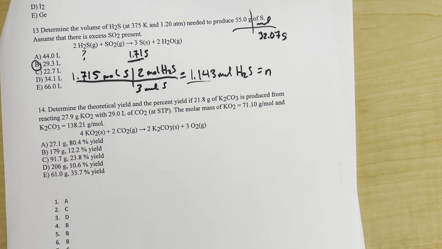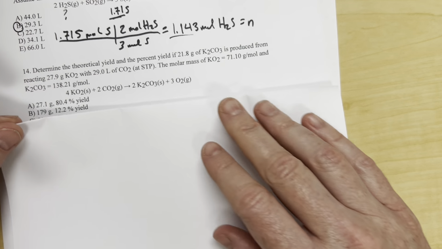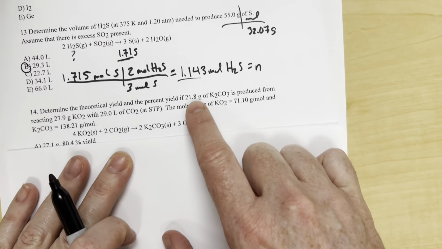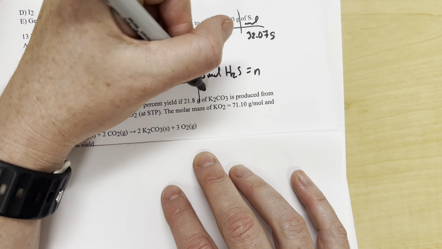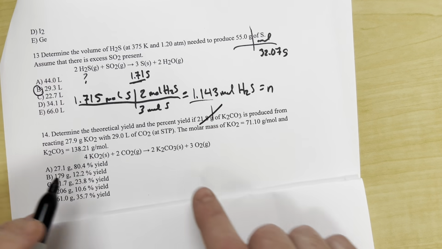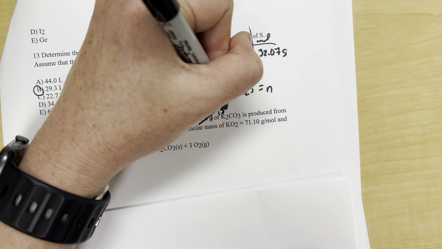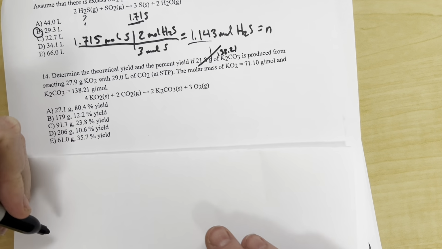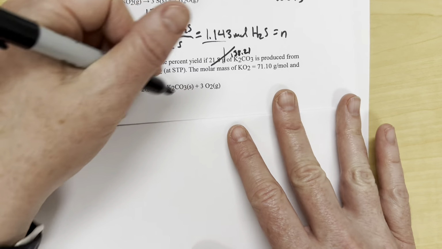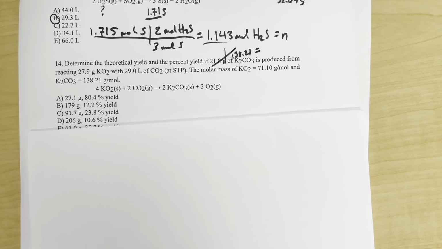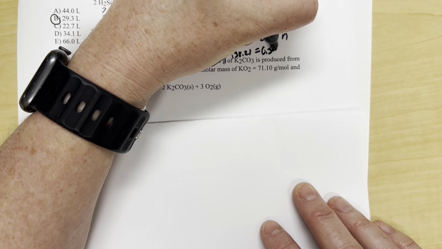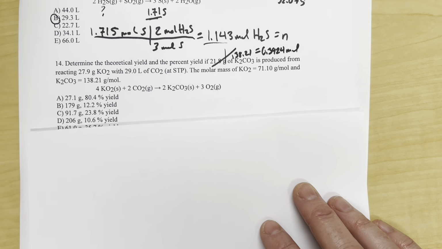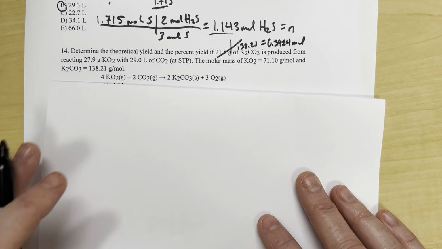Okay. Last but not least, number 14. It says, determine the percent yield with 21.8 grams. The first thing I do, turn grams into moles. 21.8 grams, I'm going to divide that by 138.21. And I find out that this equals 0.3924 mole. Okay. So I'm going to rewrite this down here.